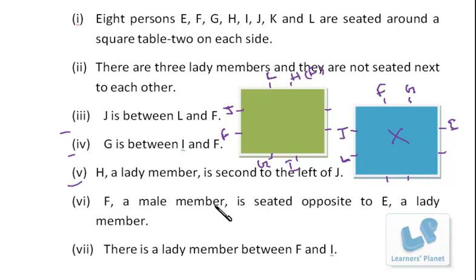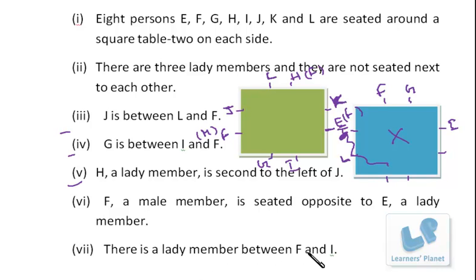This is done. Now F, a male member, is seated opposite to E. F is male and he is sitting opposite to E, a lady member. So E is sitting over here. Just eliminate this now. E is sitting over here and this is a female member. Now we are left with only K, I think, right? So K is here.